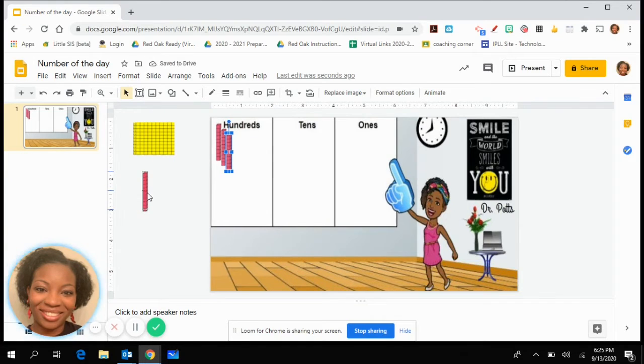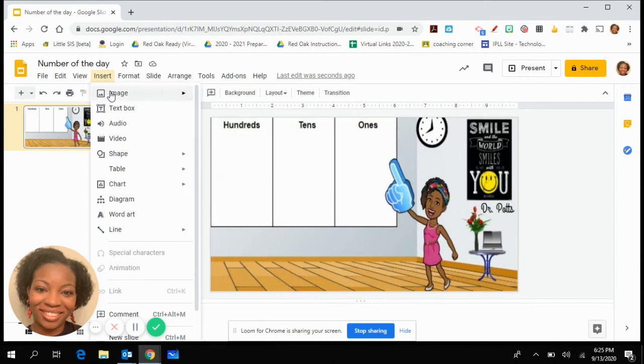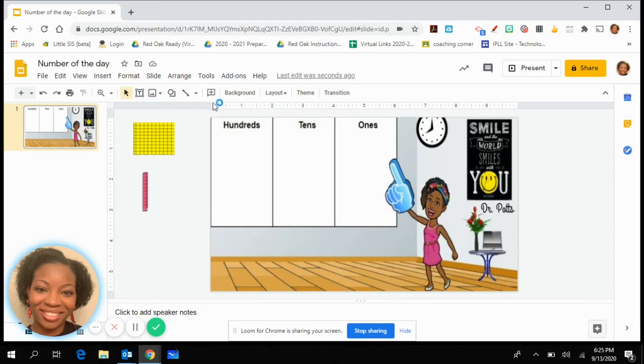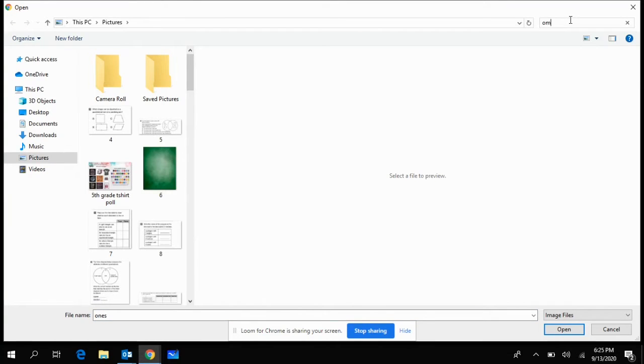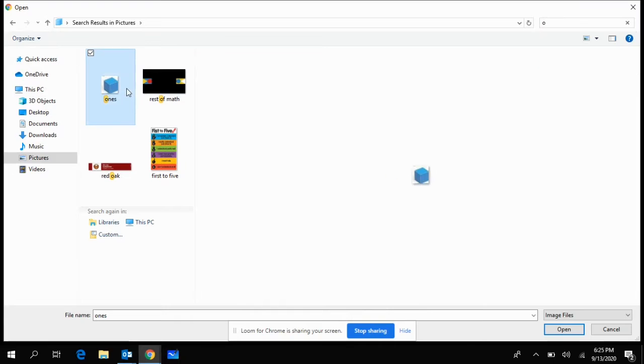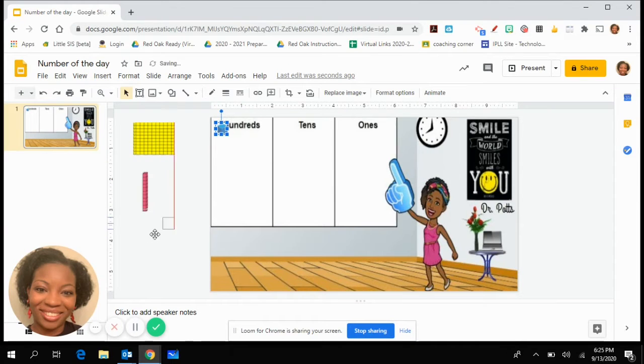So in my whole group lesson, or even if I'm going over this in small group because students are still having an issue with it, they can move it any way that they see fit to show the answer that I'm looking for. So I'm going to insert image, and now I want to do ones. Put it in the wrong spot. Ones. And copy and paste many times.